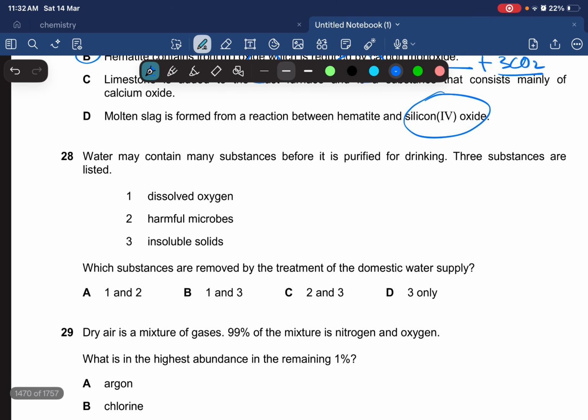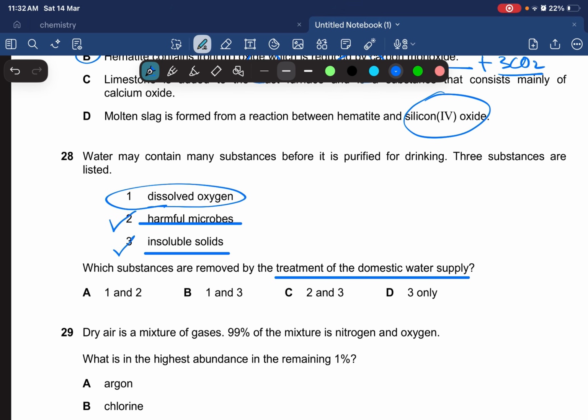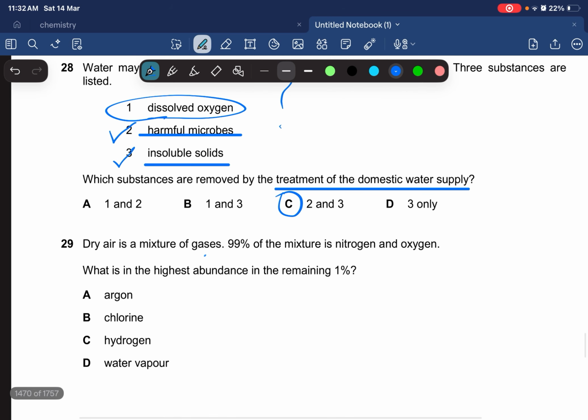Water may contain many substances before it is purified for drinking. Three substances are listed: dissolved oxygen, harmful microbes, insoluble solids. Which substances are removed by the treatment of the domestic water supply? Dissolved oxygen, I don't think you can remove. Insoluble solids, yes, you can do sedimentation and filtration. And then the next thing is harmful microbes. You can add chlorine to kill them. But dissolved oxygen, you cannot take out of water. So 2 and 3.